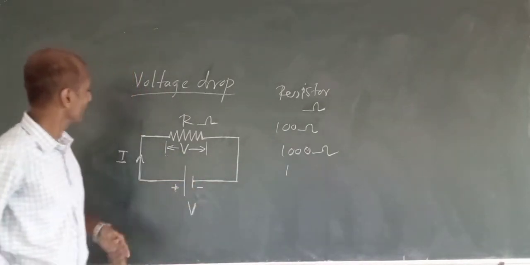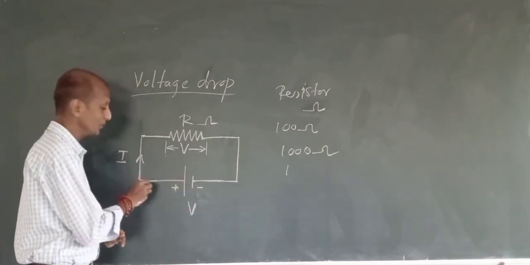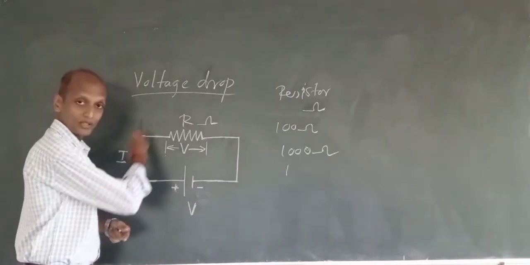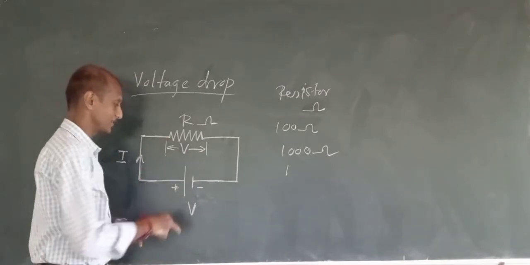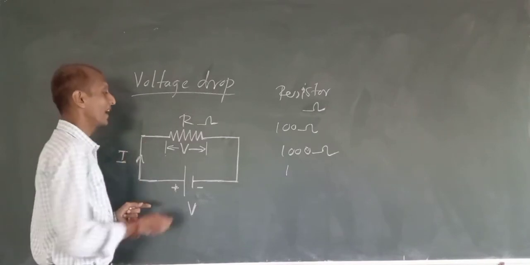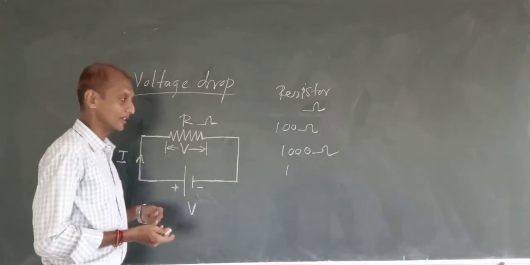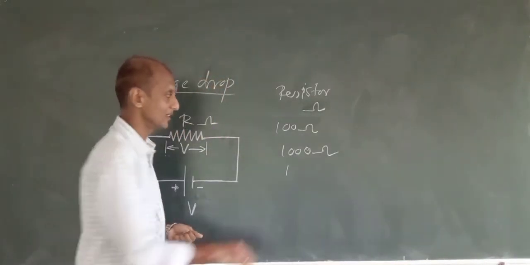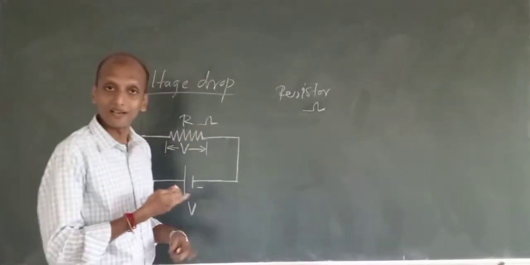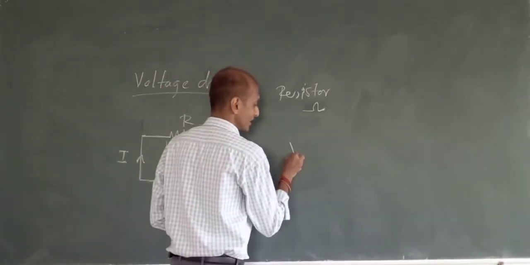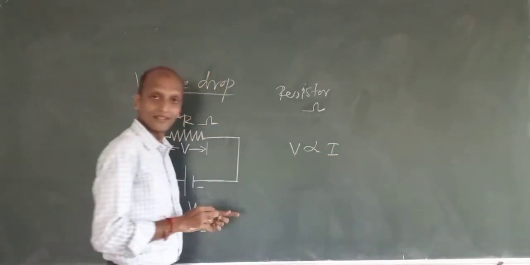Now we have applied a certain voltage and current starts to flow in the circuit. So this is called an electrical circuit, wherein the current is flowing and we have a resistance. From Ohm's law we can denote the relation for current and voltage as V is proportional to I, isn't it?